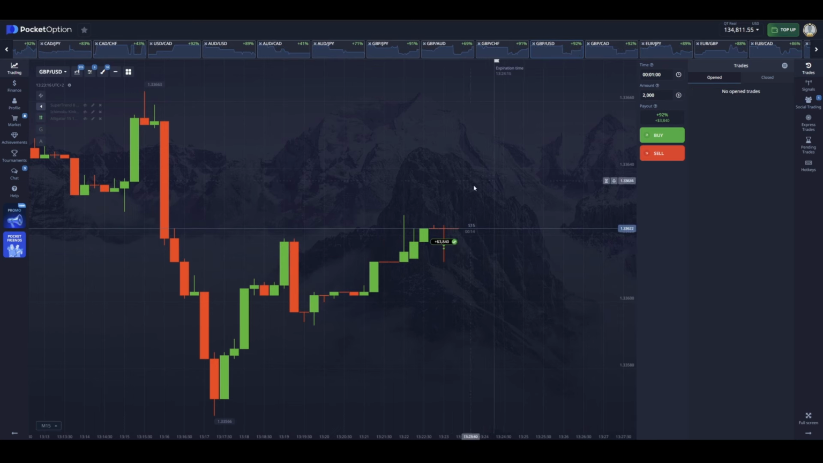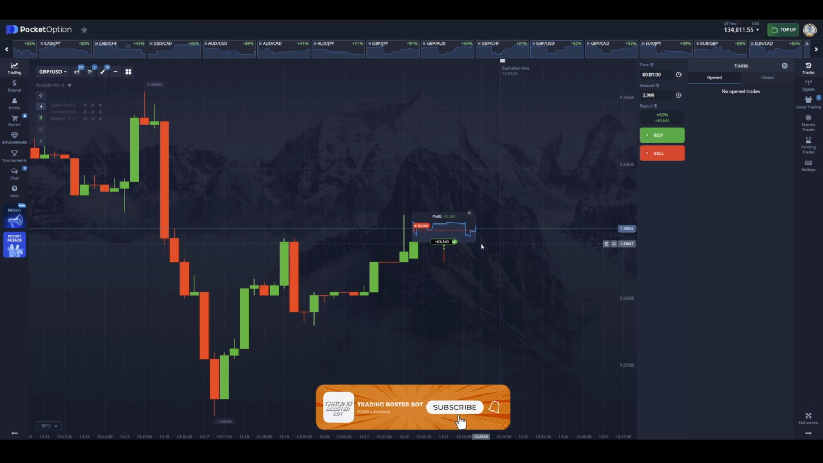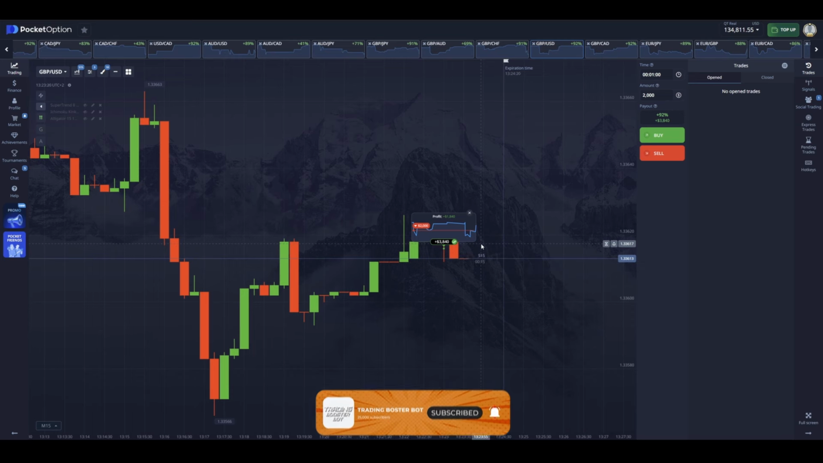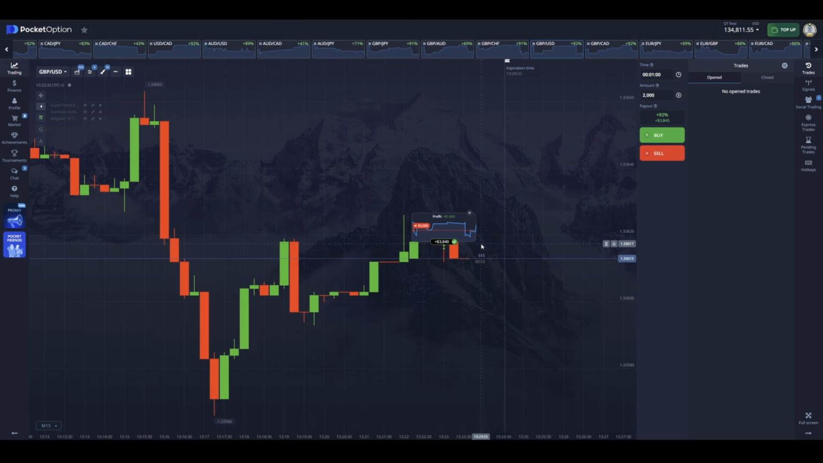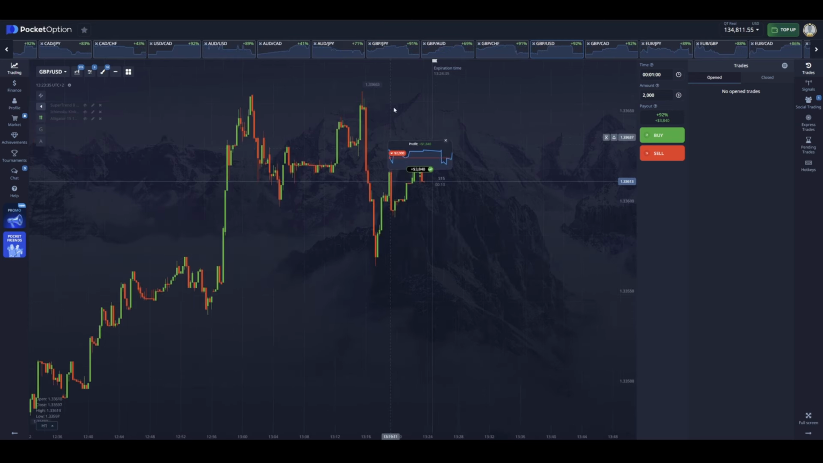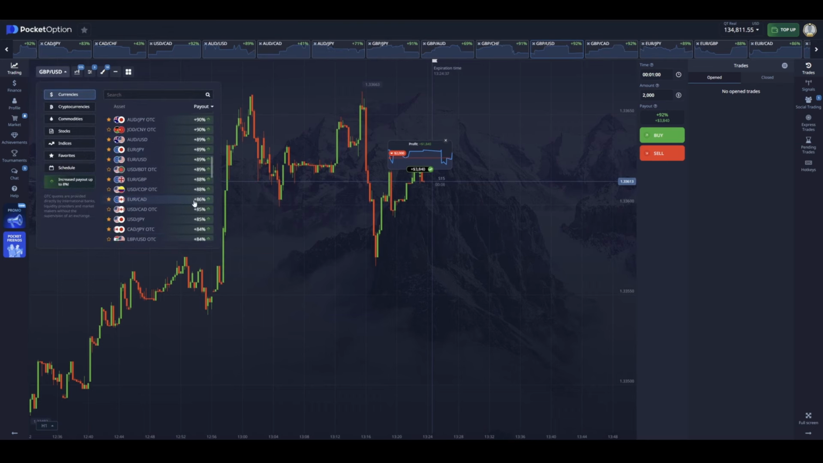And as you can see, this trade closes in profit and brings me $1,800. So, in reality, you can comfortably work with a robot even on high payouts, and that will also be good for you. But if you don't want to work with a robot, for example, then it's better to choose currency pairs with a low payout, and that will be much safer.